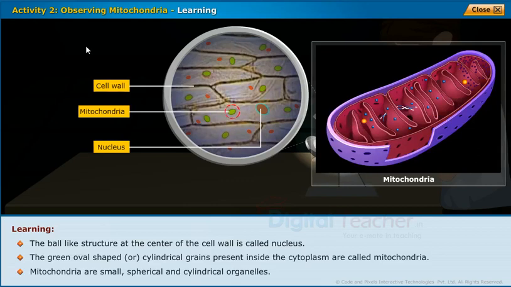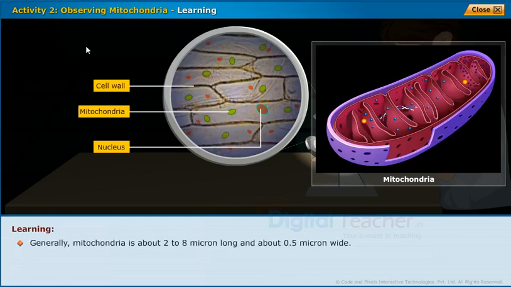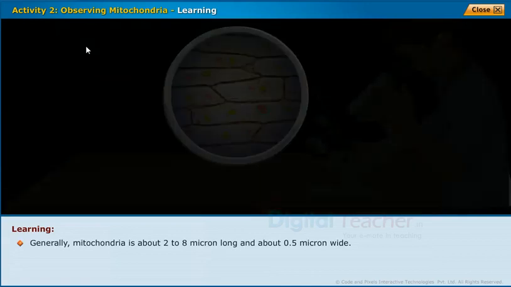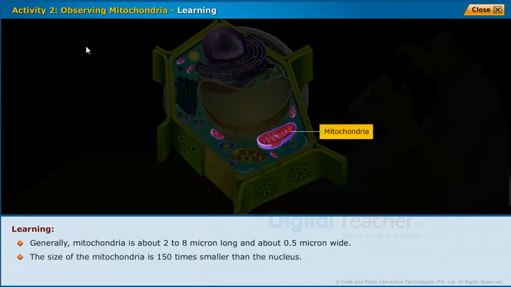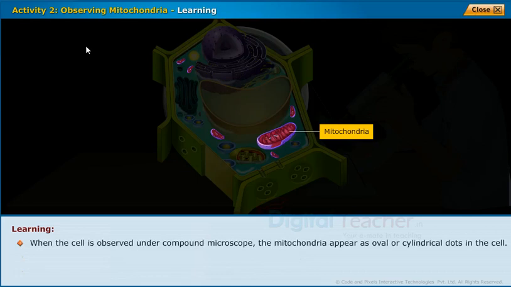Mitochondria are small, spherical, and cylindrical organelles. Generally, mitochondria is about 2 to 8 micron long and about 0.5 micron wide. The size of the mitochondria is 150 times smaller than the nucleus. In each cell, there are about 100 to 150 mitochondria. When the cell is observed under a compound microscope, the mitochondria appear as oval or cylindrical dots in the cell.